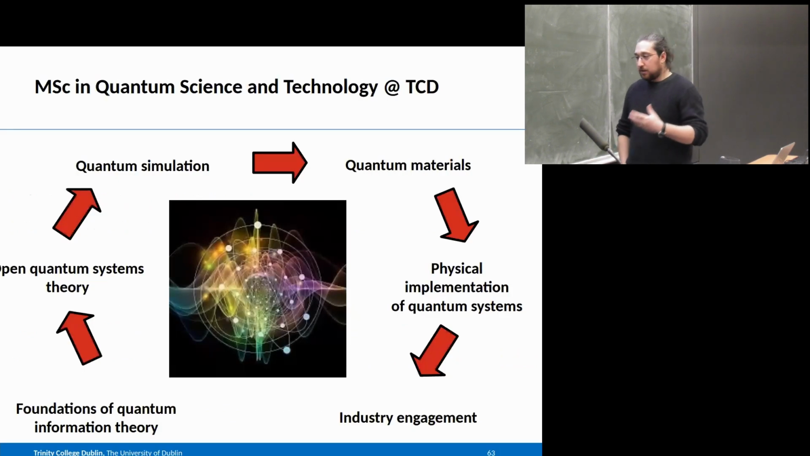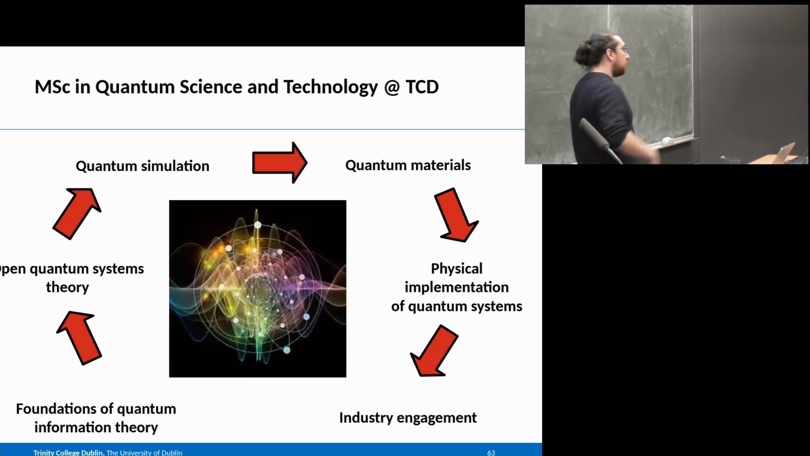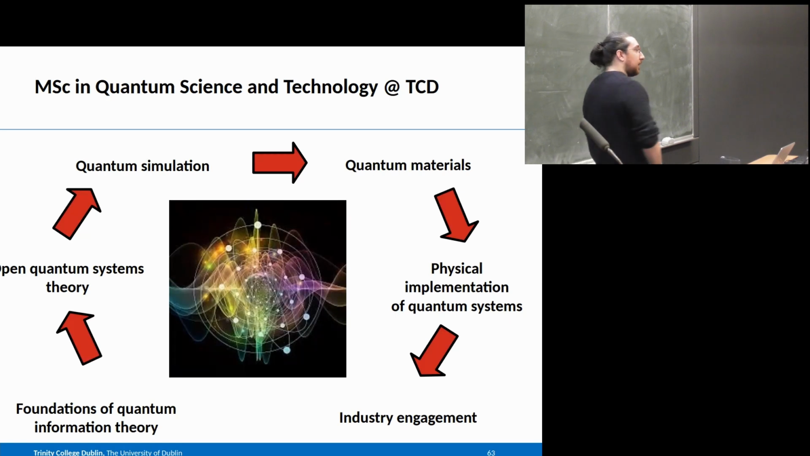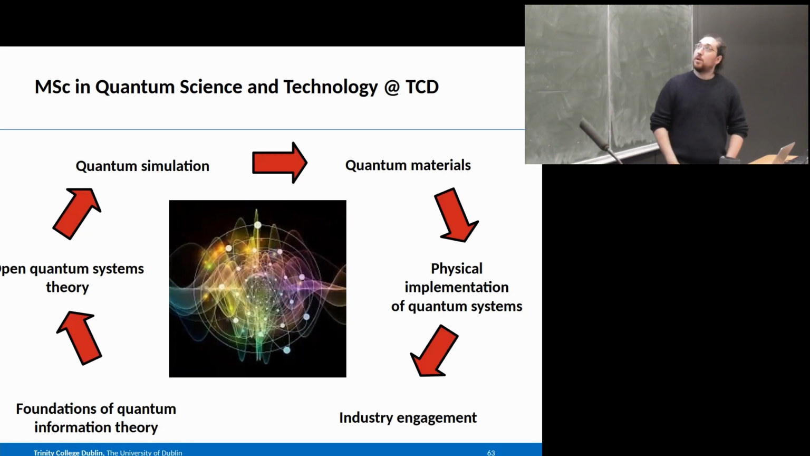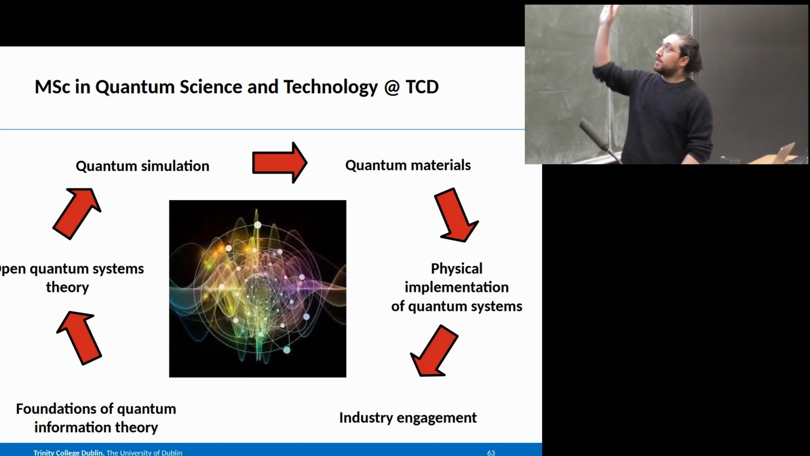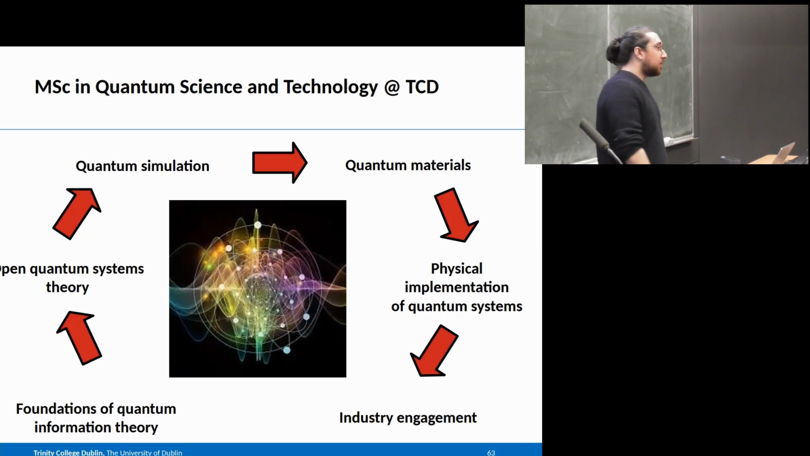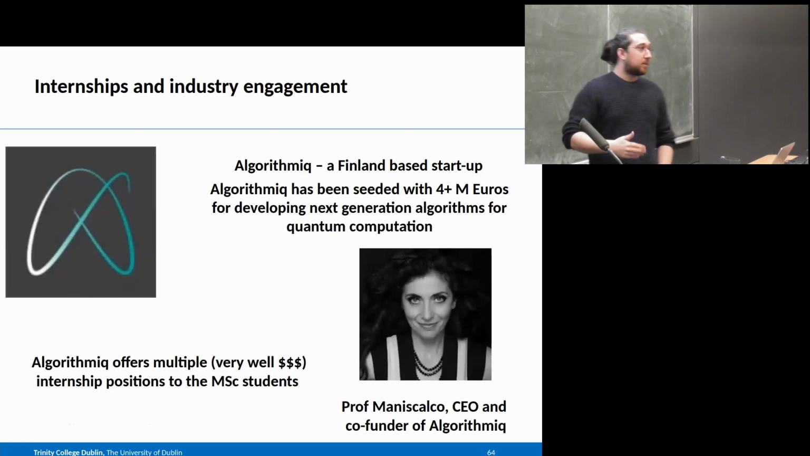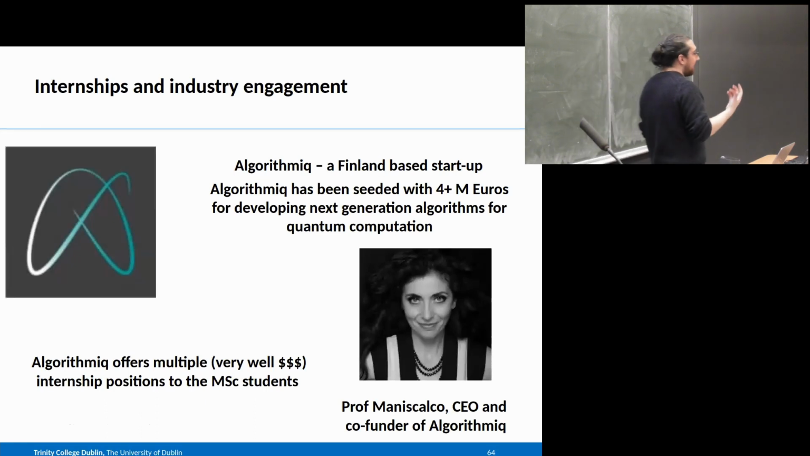However, if you're not research inclined, but you would like to get into quantum science from an industry perspective, we also run a one-year taught master's in the School of Physics. We just started doing this year, and it's going great so far. We try to cover essentially all the steps behind quantum science. So there will be teaching about the foundations of quantum information theory, open quantum system theory, quantum simulations, up to the physical implementation of quantum systems. And last but not least, we also have an extensive program of industry engagement. So we try to get you as close as possible to what people do in startups and in companies in this area.